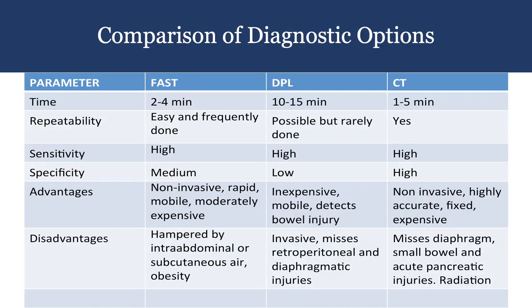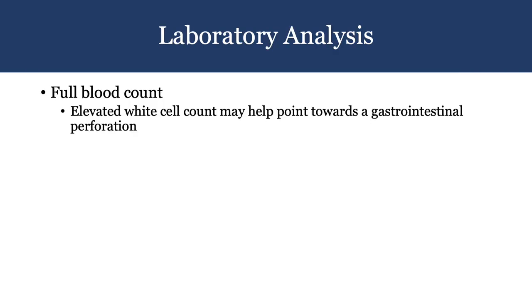So this table, you could take your time and study it. It generally compares for us the FAST scan, the DPL, and the CT scan in terms of repeatability, sensitivity, specificity, and the like. But you'll discover that for all these tests, the more readily available, non-invasive, cheap, easily repeatable test remains the FAST scan. So it is advised that you increasingly acquaint yourself with the skill to be familiar with the FAST scan.